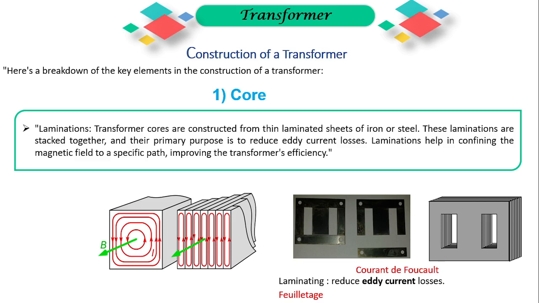The first element is the core. Transformer cores are composed of thin laminated sheets of iron or steel, stacked together. These laminations serve a crucial role by reducing eddy current losses. They help direct the magnetic field along a specific path, ultimately enhancing the transformer's efficiency.